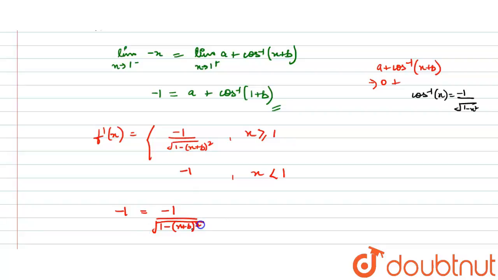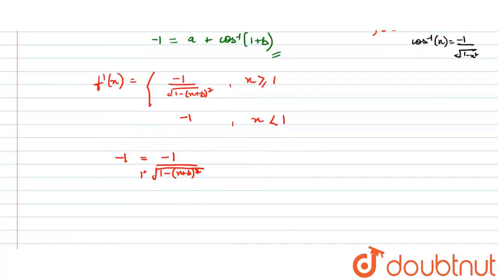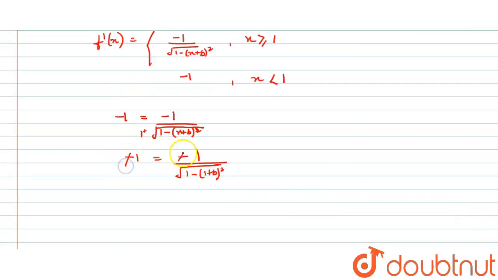This is under root, where this x is approaching 1 plus. So we put the value of 1 here, so what we get is 1 is equal to minus 1 by under root of, since x is almost equal to 1, we can replace it with 1. So this becomes 1 plus b whole square under root. Now if you see this negative and negative cancel out, and now we'll cross multiply. So what we are left with is root of 1 plus b square is equal to 1.